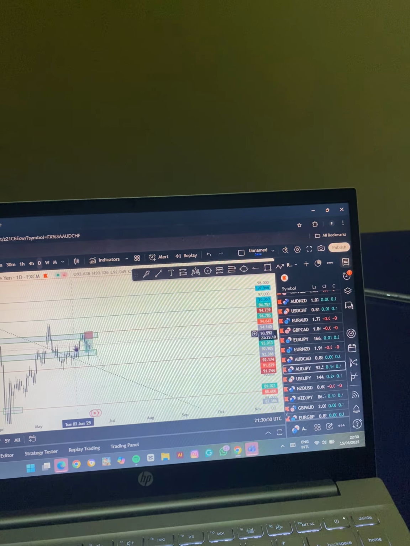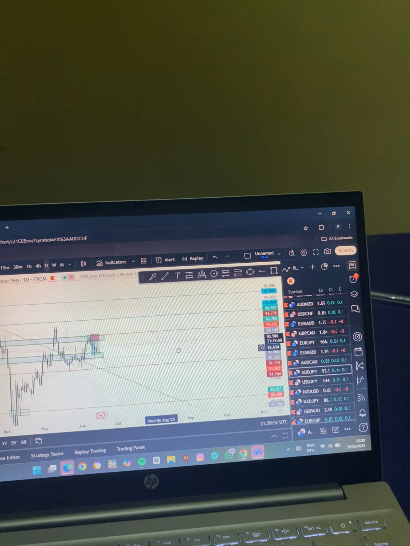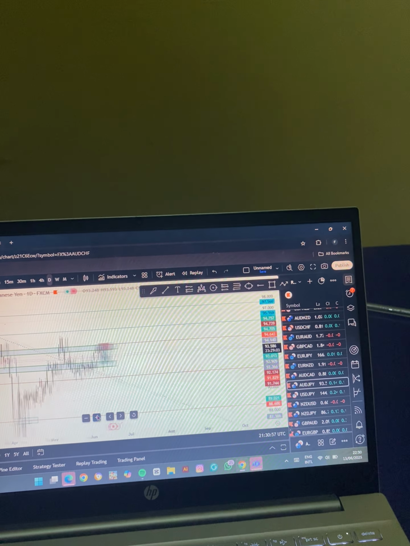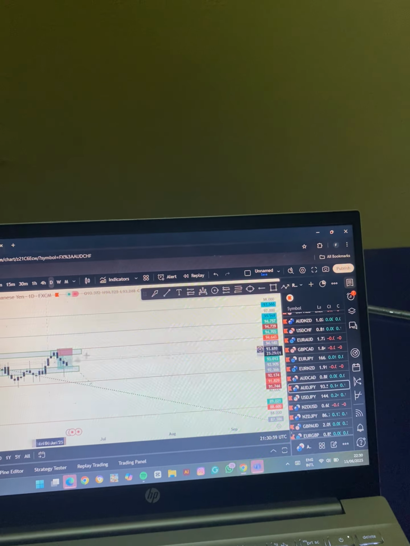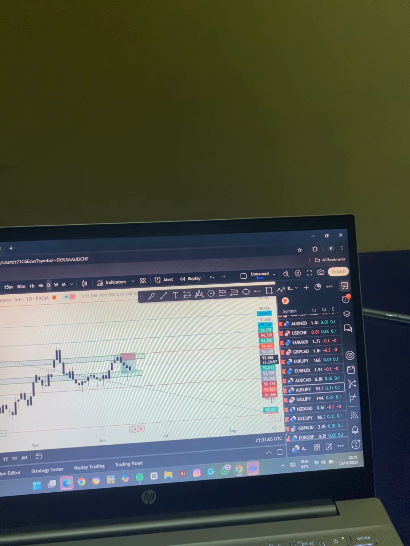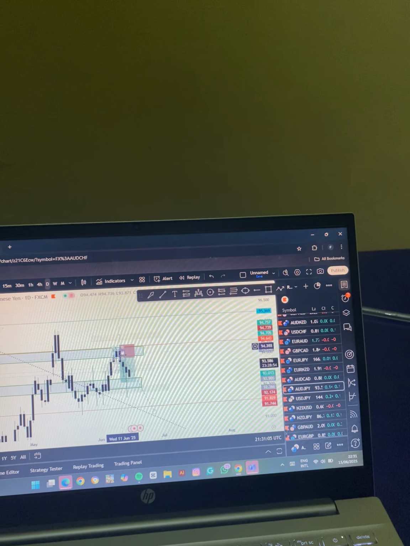Left shoulder, head, right shoulder. This is a liquidity sweep here. This area, pure liquidity sweep. Then reacting to this key area too. Bullish engulfing.